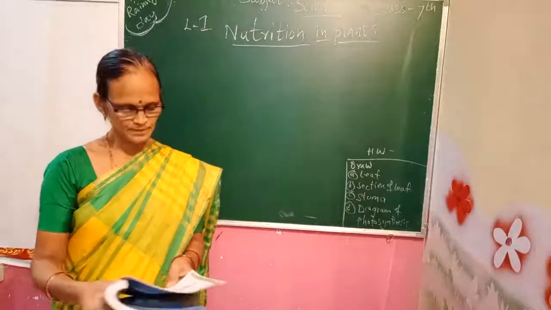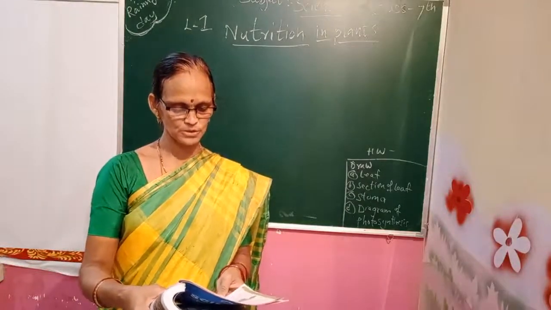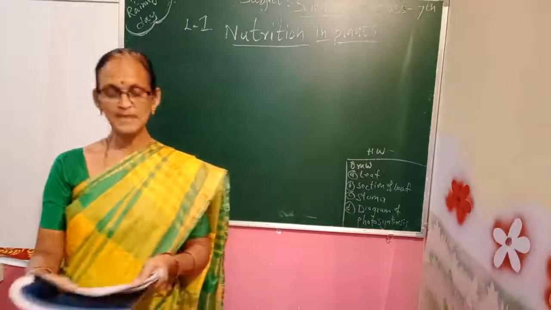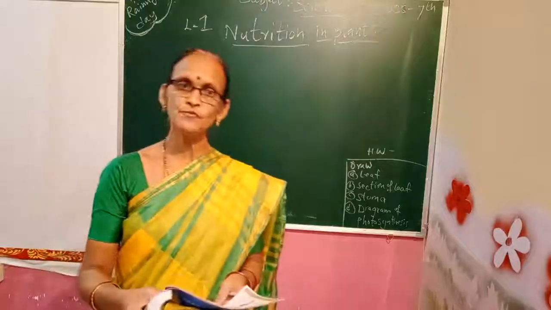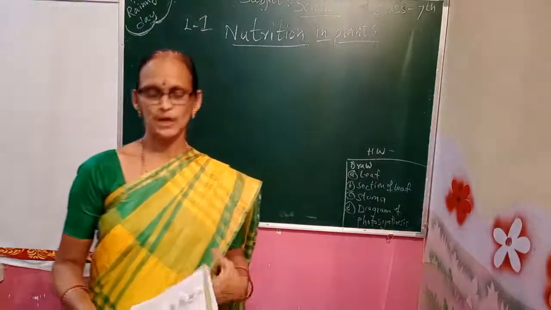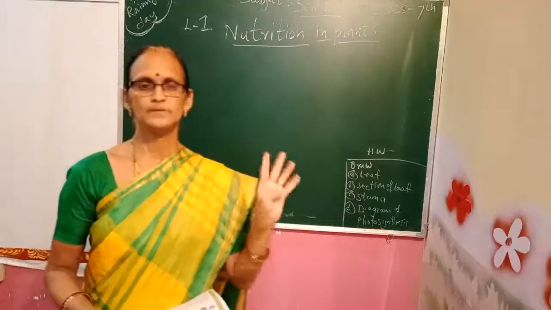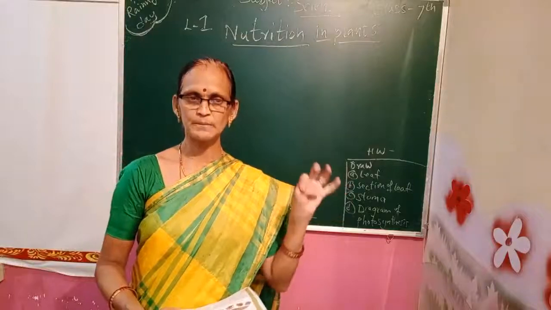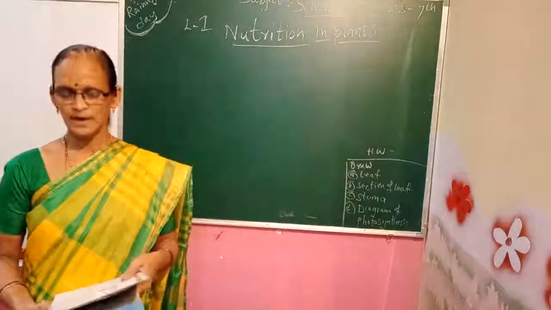Let us see. You have just learned that plants synthesize carbohydrates through the process of photosynthesis. So plants, what are they doing? They are synthesizing carbohydrates through photosynthesis. These carbohydrates are made of carbon, hydrogen and oxygen. Carbohydrate means it contains three components. What are they? Carbon, hydrogen and oxygen. Together they are called carbohydrates.